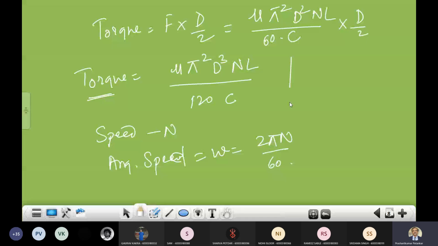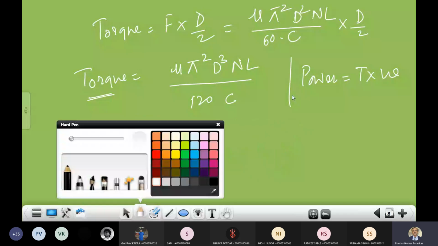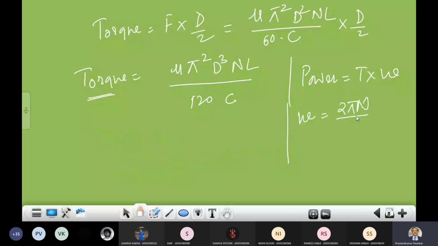Am I right? So that means this power is equal to power lost due to friction, if I have to calculate. That power I can calculate by taking the product of torque and angular velocity. So if you multiply this equation by omega, which is 2 pi N by 60, what will you get? Mu will remain as it is. This pi will come out pi cube. D cube will remain as it is. This N will become N square into L.